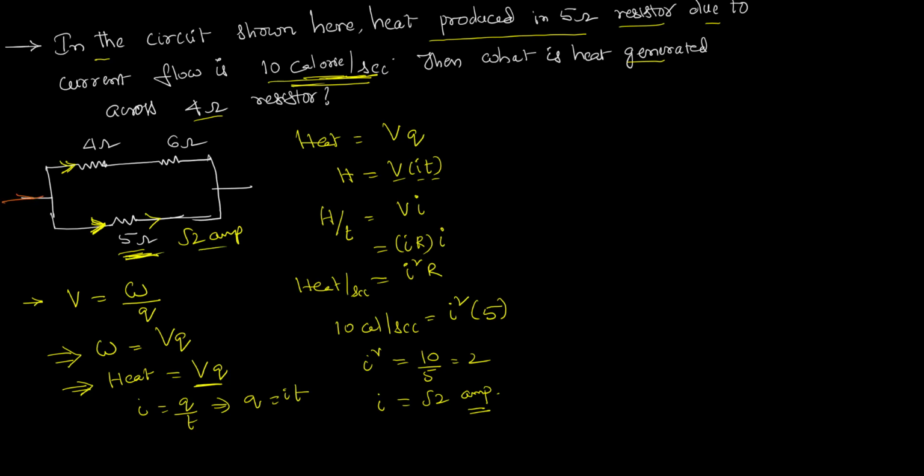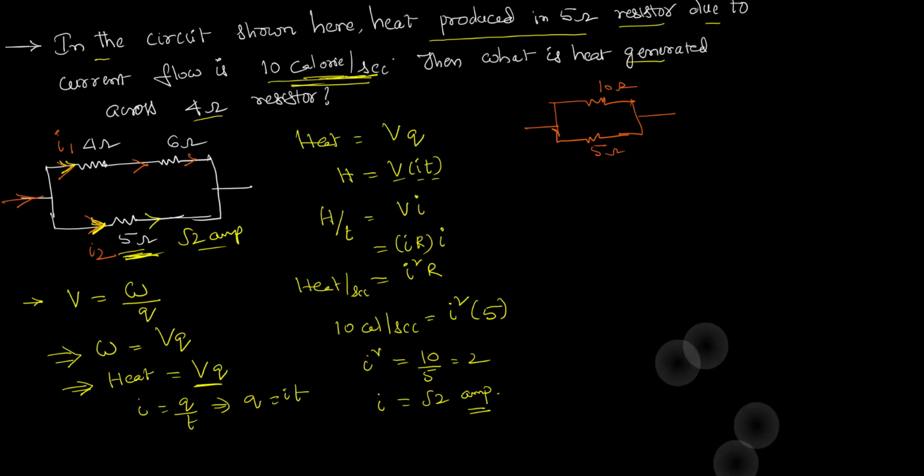So look at the circuit. Current comes this way, gets distributed here as I1 and I2. Now I know I2, I want I1. This I1 passes through the same 6 ohms because these two are in series. So if you draw an equivalent circuit, 4 and 6 is 10 ohms. At the bottom there is 5 ohms. These two are in parallel. In parallel, voltage is the same. For both of them, I into R is constant. So I1 by I2 is R2 by R1.